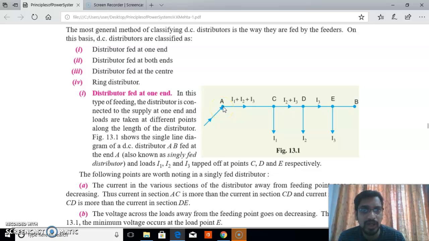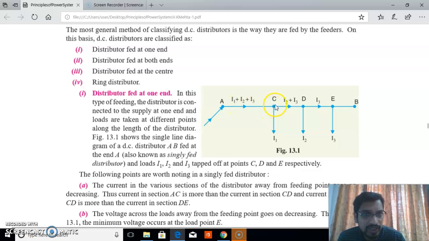In this figure we apply the voltage at point A. AB is the distributor, and we provide a supply at one end of the distributor at point A, and we tap off different currents from the points C, D, E. I1 is the current which comes from point C, I2 is the current which comes from the distributor point D, and I3 is the current coming from the distributor point E. So the total current at A equals I1 plus I2 plus I3.